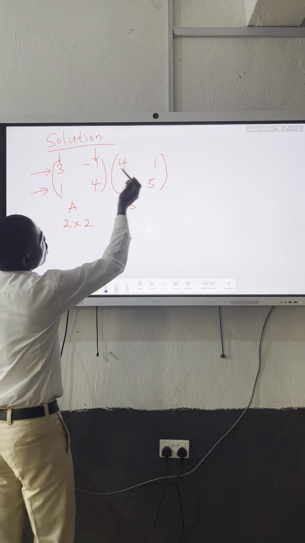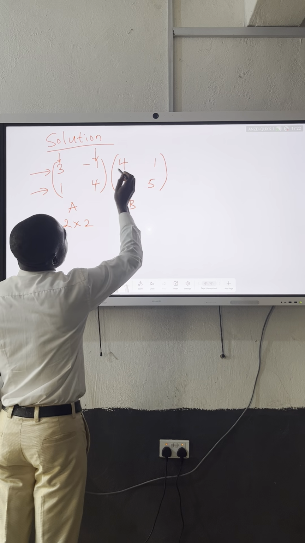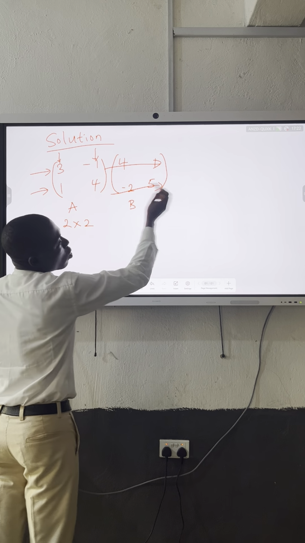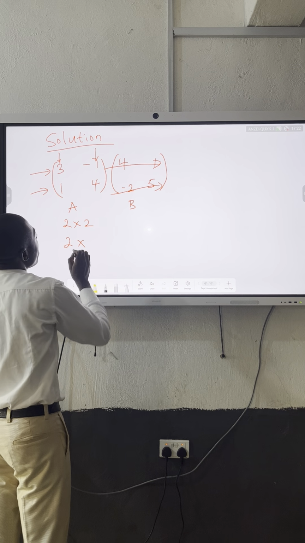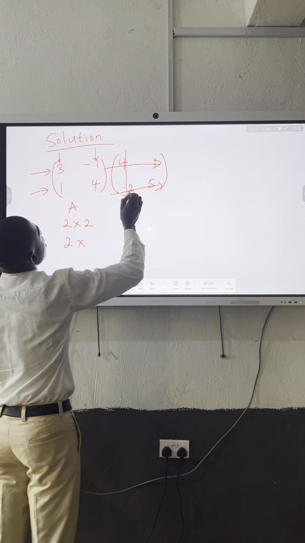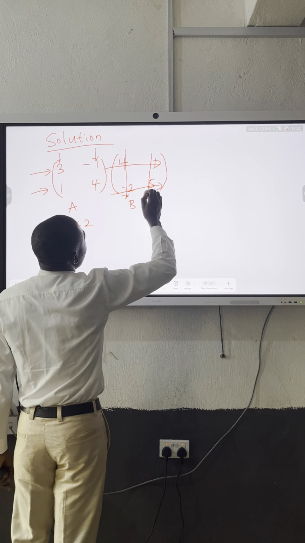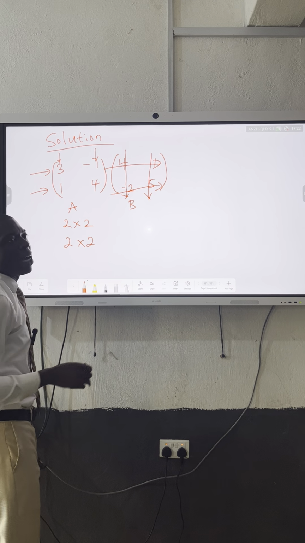If you check the one we just called matrix B, it has 2 rows also. Row 1, this one, and row 2. And then 4 and minus 2 are in column 1, and 1 and 5 are in column 2. So this one is also 2 by 2.